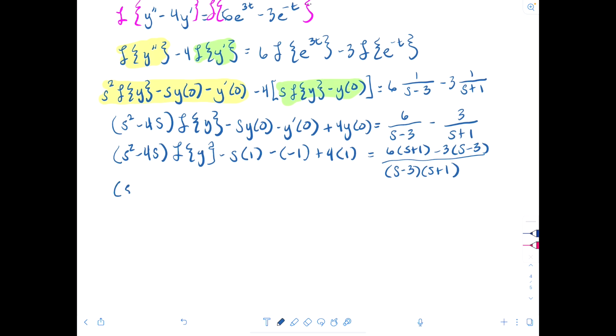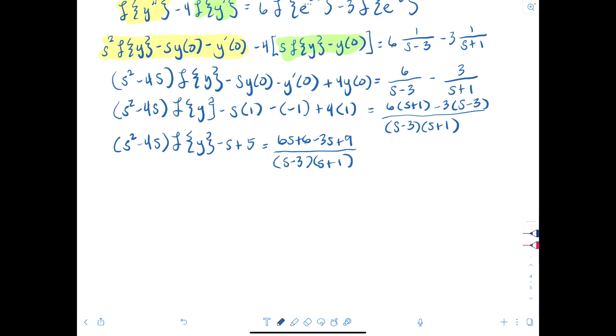Continuing work on the left-hand side, we'll have s squared minus 4s times L at y. And then this is going to be minus s plus 5 is equal to 6s plus 6 minus 3s plus 9 over s minus 3 times s plus 1. Now, we want to isolate L at y. So, let's see what this looks like.